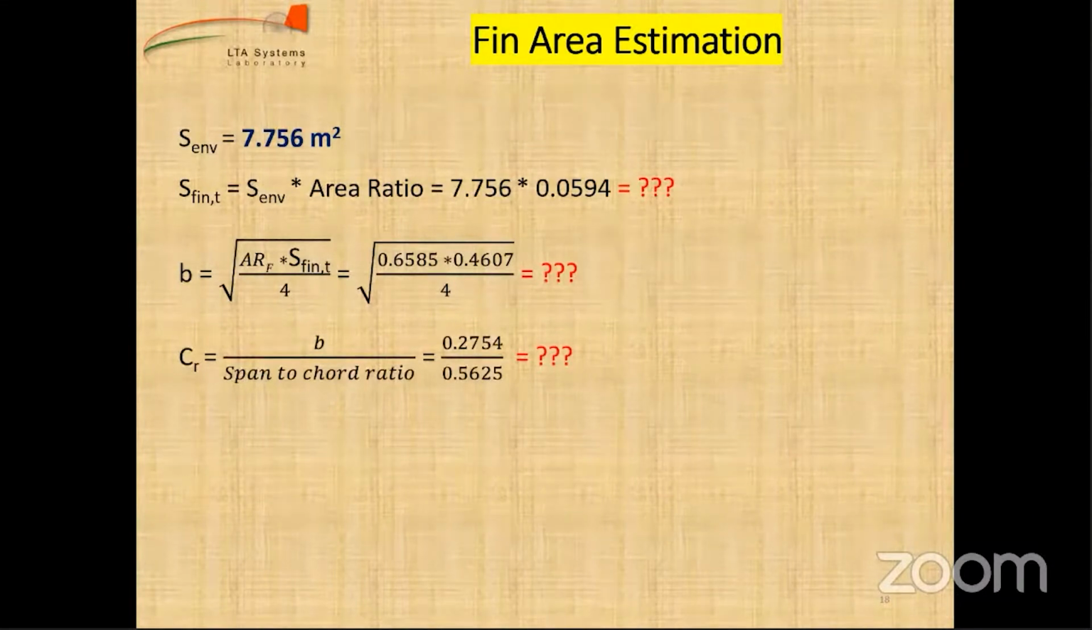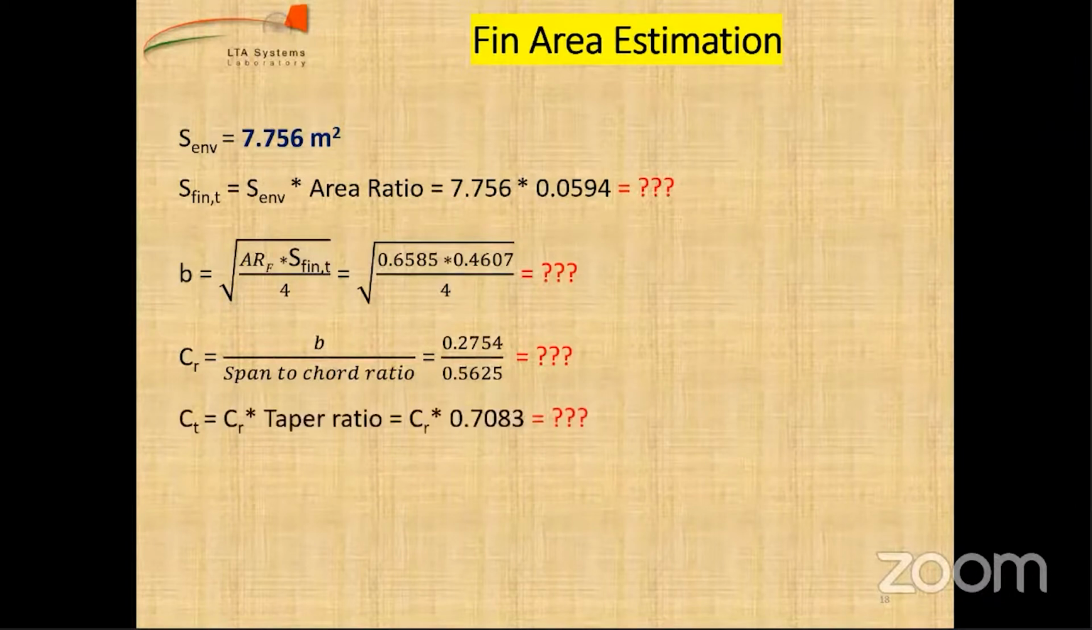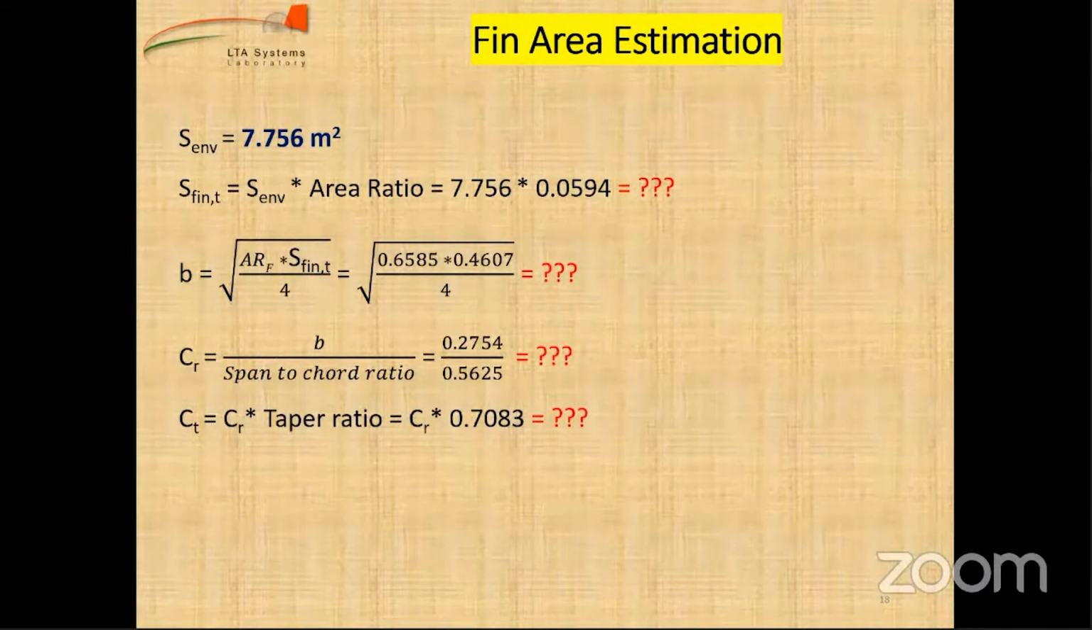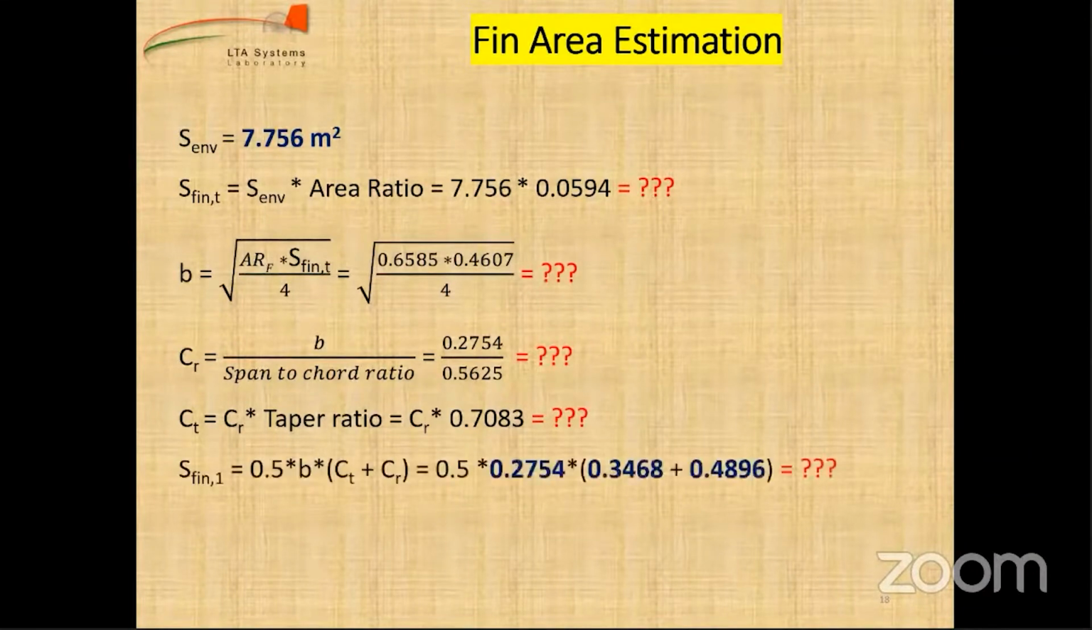Then we have root chord. So we need to calculate root chord. We have a span to chord ratio. From this, can we calculate root chord? 0.4896. Then using taper ratio, we know the taper ratio and we know the root chord, so we can calculate the tip chord. Right? 0.346.